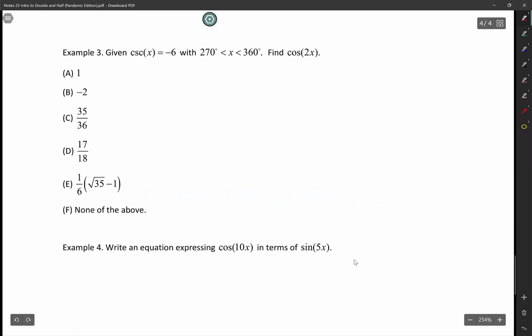All right, here we go. Here's how it is on UH. This is coming from the UH quiz. And yes, you can cheat the system, but don't. It wants to know what cosine of 2x is. They give you cosecant x equals negative 6. So from there, you can say, well, that's sine x equals negative 1/6.